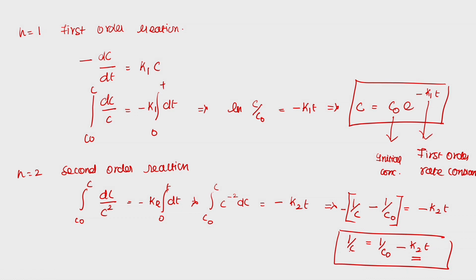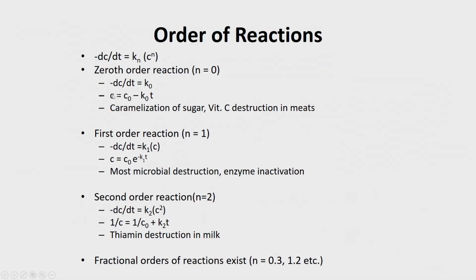So, at a particular time t, I will be able to tell what my concentration is. So, this is what we have done here. For example, the minus signs cancel, so it must be plus: 1 upon C is nothing but 1 upon C naught plus K2 t.